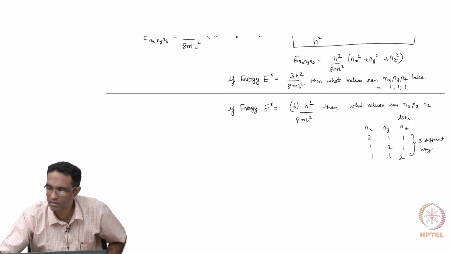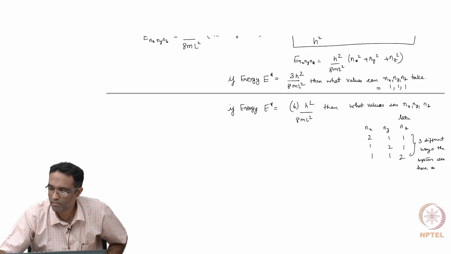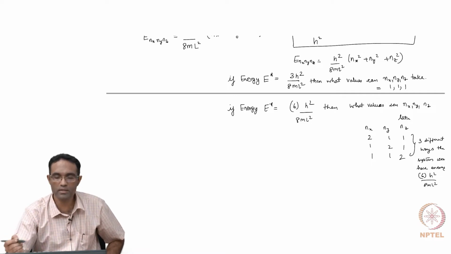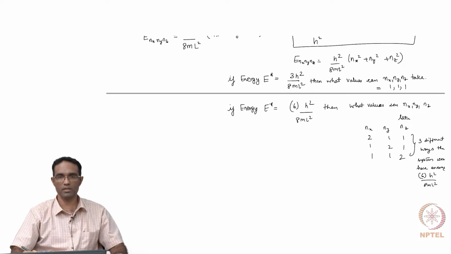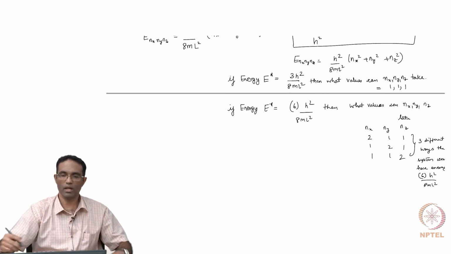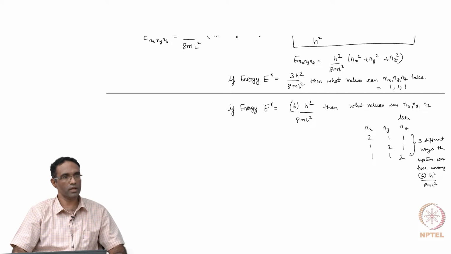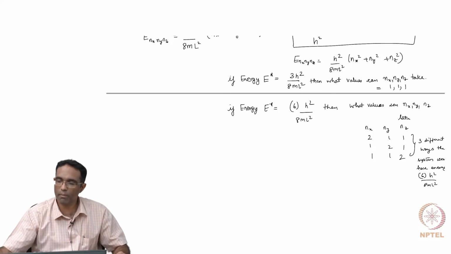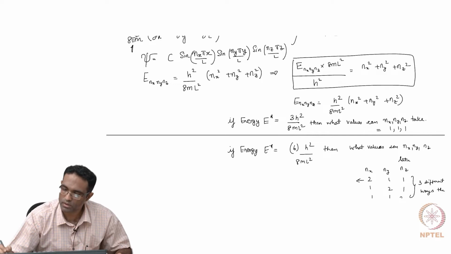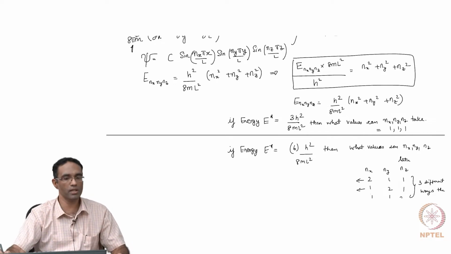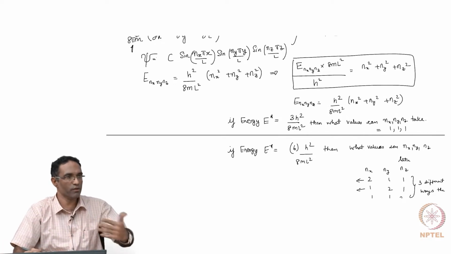So basically there are 3 different ways the system can have energy 6 h square divided by 8 ml square, and if I increase this number 6 to something else, then I will have a larger number of ways the system can actually have this particular energy. Now remember, for each nx, ny, nz, the corresponding psi is going to be different, right?